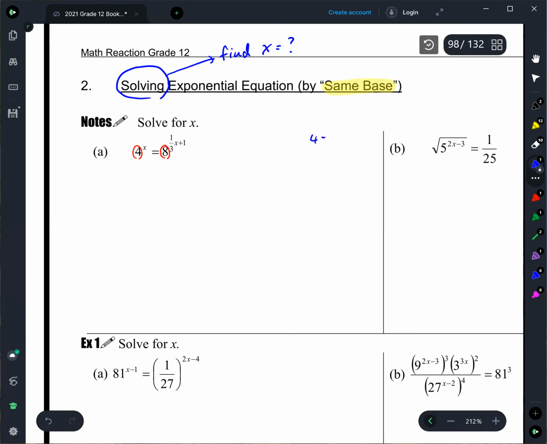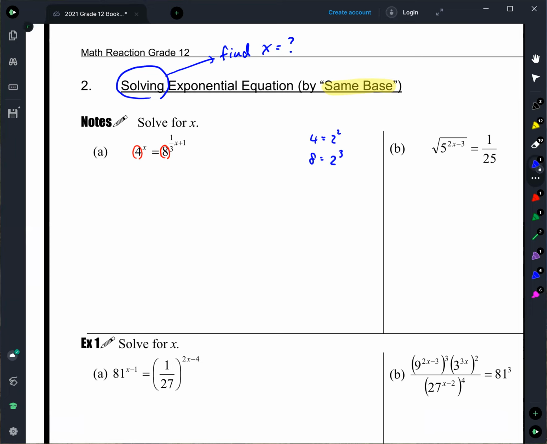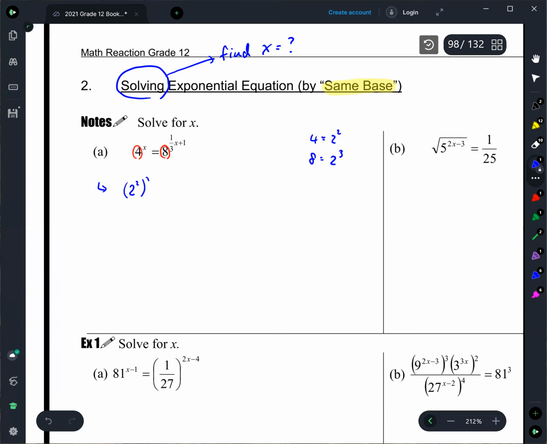You can write it on the side. The 8 can become 2 cubed. So let's do that, right? We change 4 into 2 squared, you have an x, and 8 becomes 2 cubed.